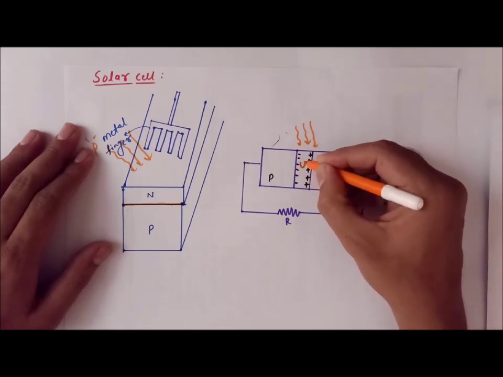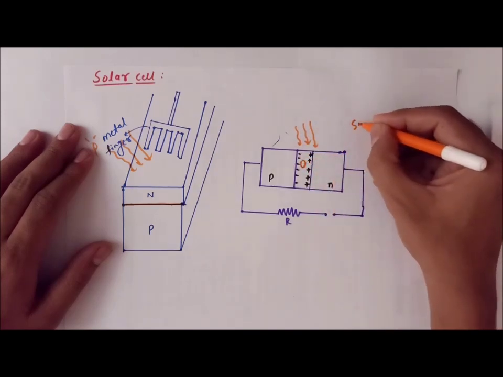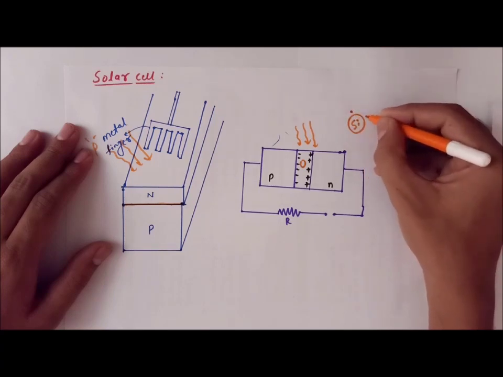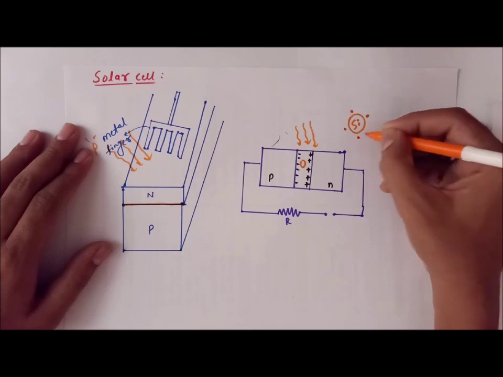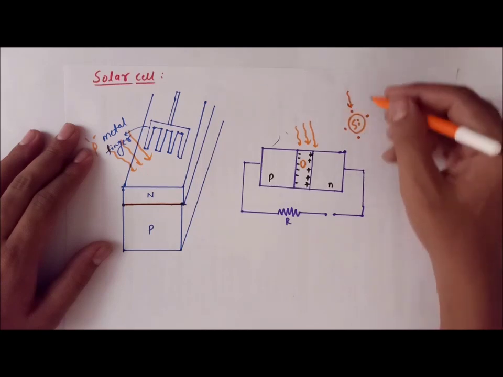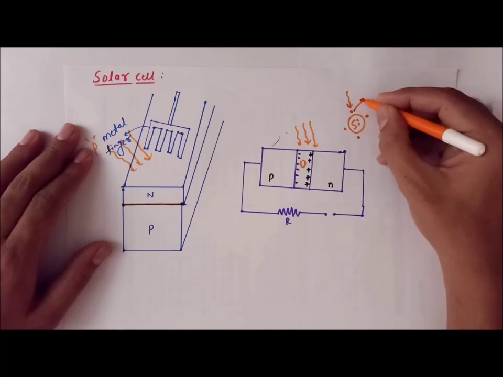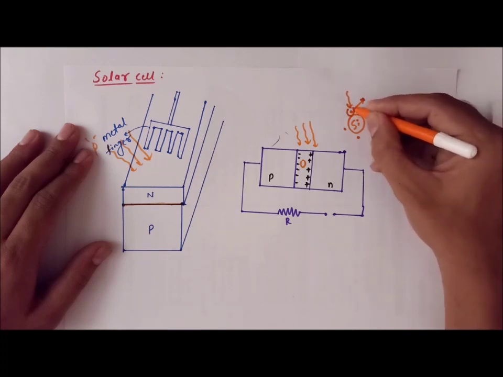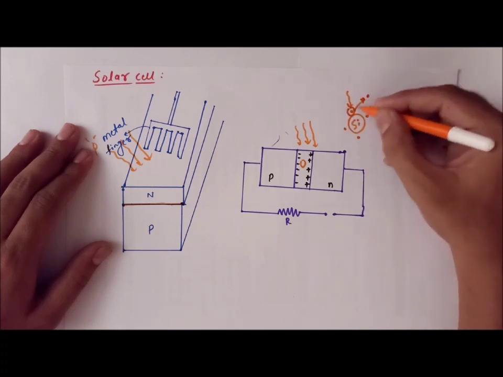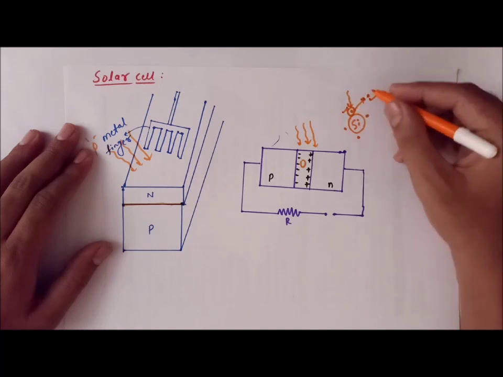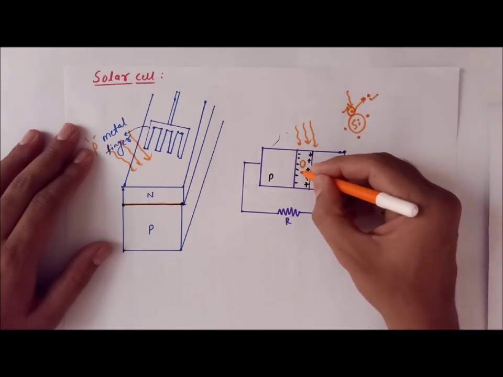These atoms may be silicon atoms, consisting of, as you know, four valence electrons. When light is received by an electron, what happens? It just goes out, leaving behind a hole, a vacancy. So this is the hole and this is the electron. As a result, electron and hole pairs are created in the junction.